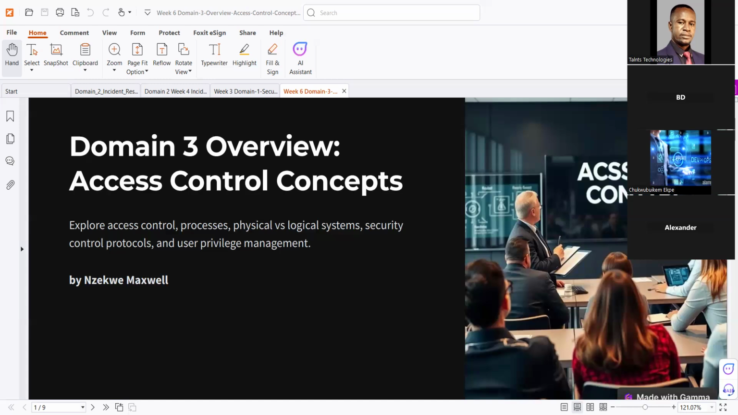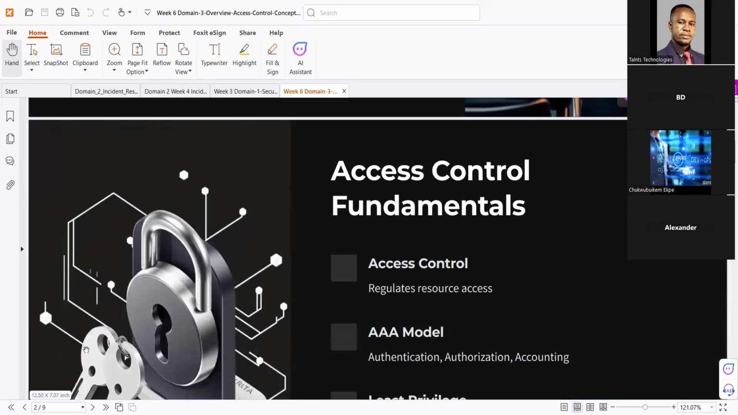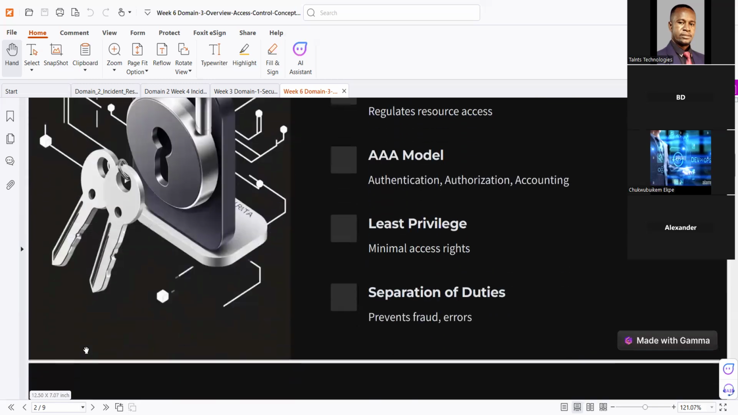So we have different types of access control, where we talk about discretionary access control, mandatory access control, role-based access control, attribute-based access control, and so on. As we journey on, we see that access control fundamentals are used to regulate resource access. Then we talk about the AAA model: authentication, authorization, and accounting, which I have explained.